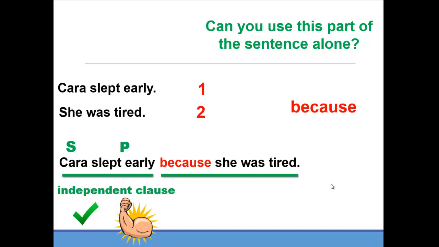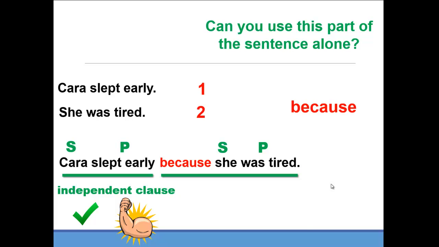Let's check the other part of the sentence. Because she was tired. Who was tired? She. How was she? She was tired. So the subject is she. The predicate is was tired. So this group of words has a subject and a predicate.